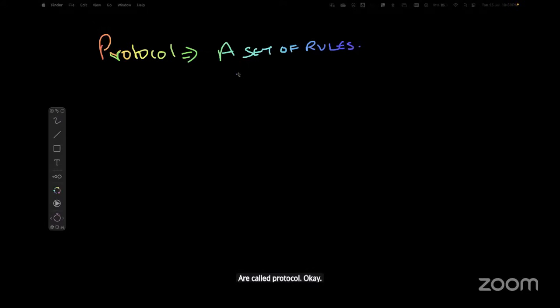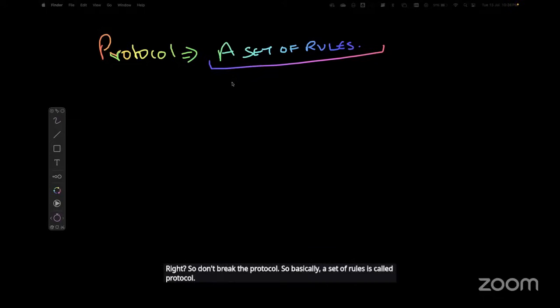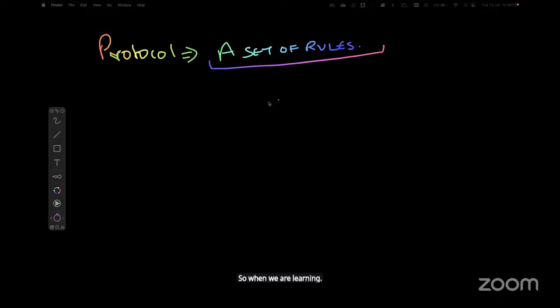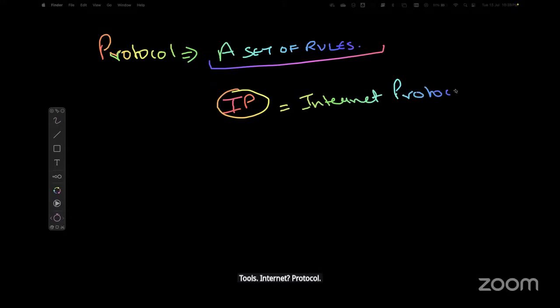Even you have heard this term, don't break the protocols, right? So basically a set of rules is called a protocol. So when we learn, the biggest rule book is called IP, Internet Protocol. Clear everyone? The biggest rule book is Internet Protocol. Then it has many protocols.